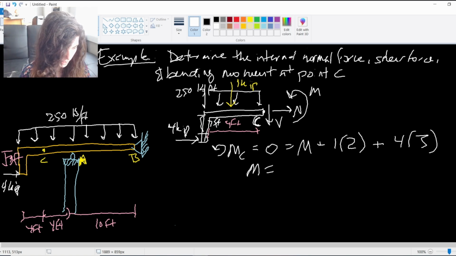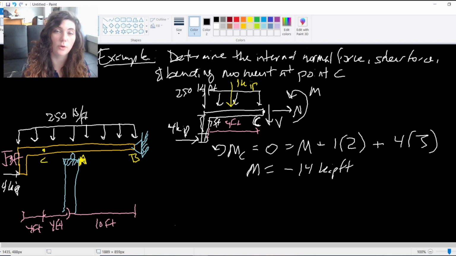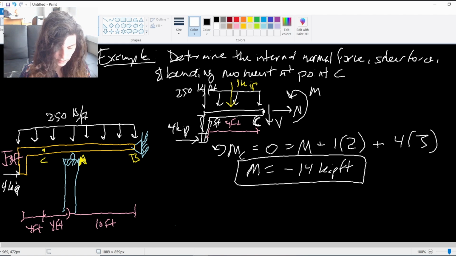That gives me a moment of negative 14 kip feet. That tells me that my moment is actually going in the wrong direction, and that it's actually a clockwise moment internally on this left-hand side. So the moment, we'll leave it as negative, is negative 14 kip feet.